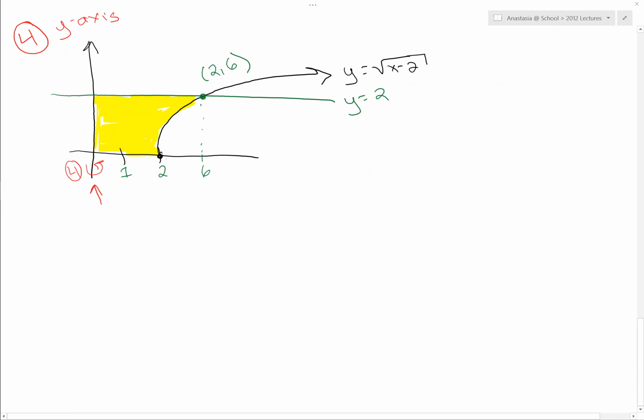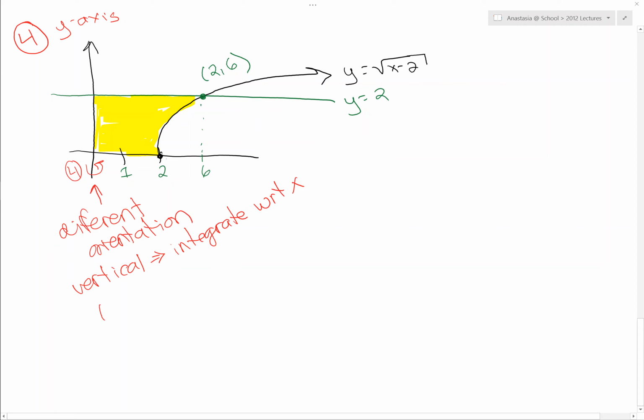So the first thing to notice here with part 4 is that we have a different orientation than what we had in the previous parts. Specifically, we have a vertical axis of revolution, and this means that we are going to be integrating with respect to x for the shell method. If we were using the disk washer method, we would use y. But for the shell method, we need to use x.